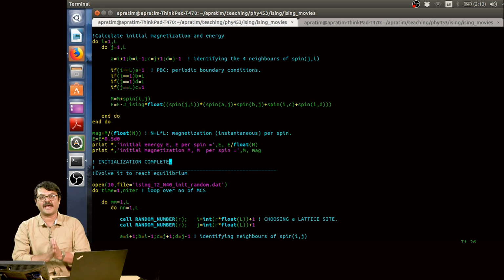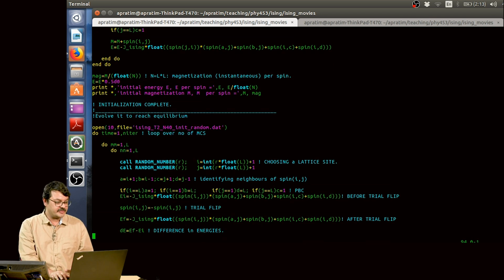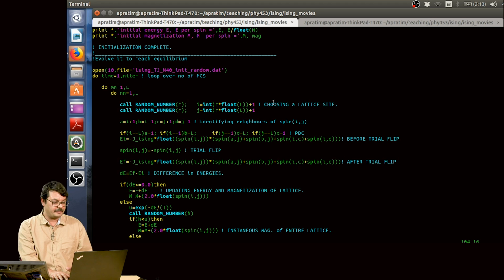You have already access to all the spins which have been initialized on a lattice. Moreover, you have calculated the initial energy of the entire lattice for that microstate. You have calculated the initial magnetic moment, or the total spin of the lattice at time t equal to 0 before the simulation starts, and you also have access to the spin per lattice site and the energy per lattice site. So, the next thing to do is basically evolve it to equilibrium.